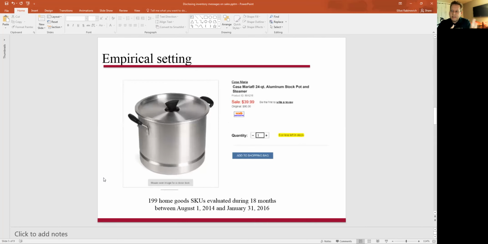The empirical setting, as I mentioned before, is an online retailer. They sell home goods, so products for the home. And this is an example of one of those products. As you can see here, the information in this particular case is letting consumers know that the inventory is running low, that there's 5 units or less in inventory. When inventory levels are above 5, then this message does not appear. It simply doesn't show up. As soon as inventory reaches 5, 4, 3, then the message is displayed.